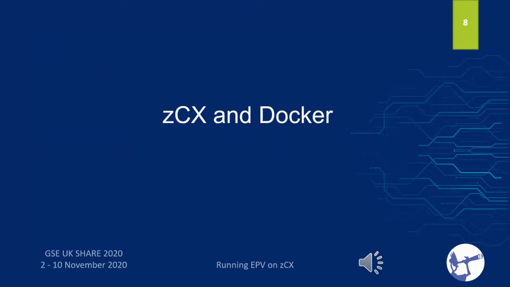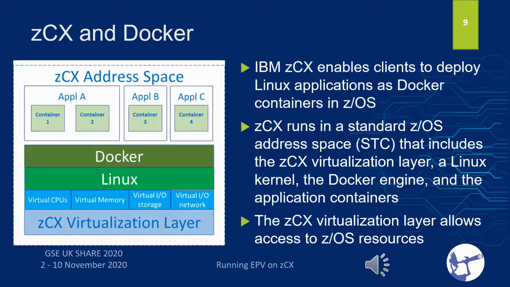Before explaining how EPV works with these new technologies, let's define them in a simple way. From a z/OS perspective, in this picture, you can see how zCX is structured. The first component involved is the zCX virtualization layer, which lets zCX communicate with z/OS. In fact, zCX runs in a standard z/OS address space, an STC, which includes the zCX virtualization layer, a Linux kernel, the Docker engine, and the application containers.